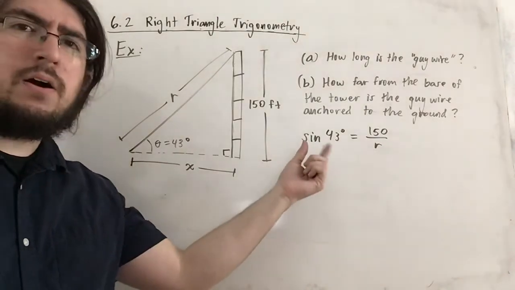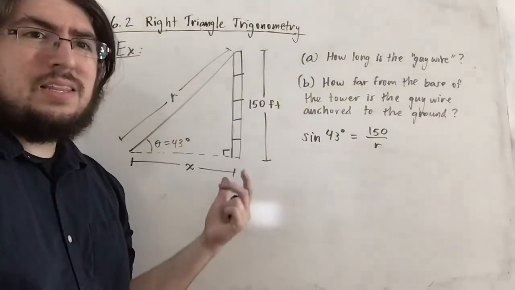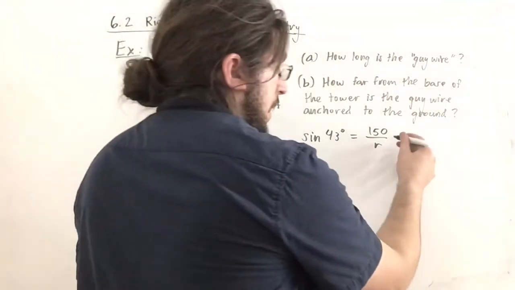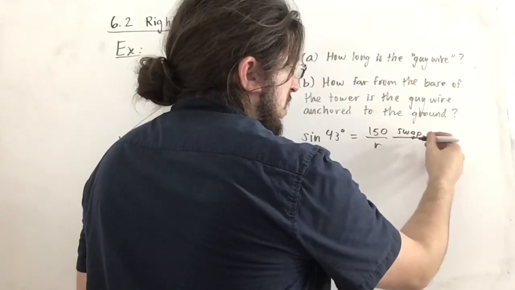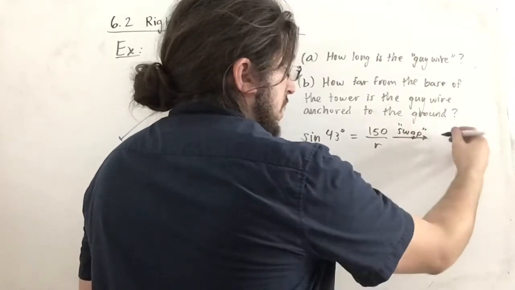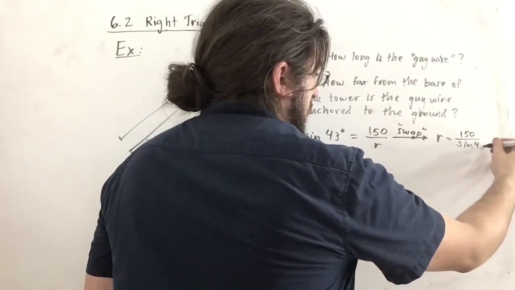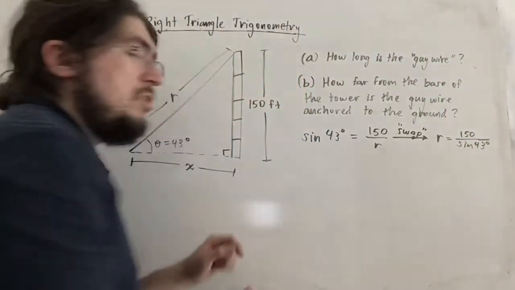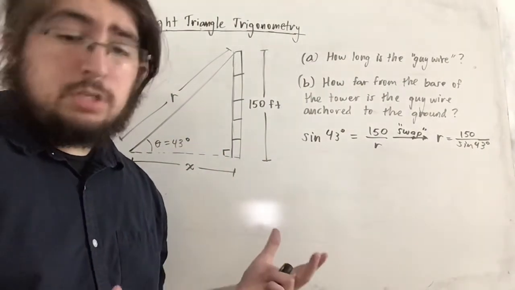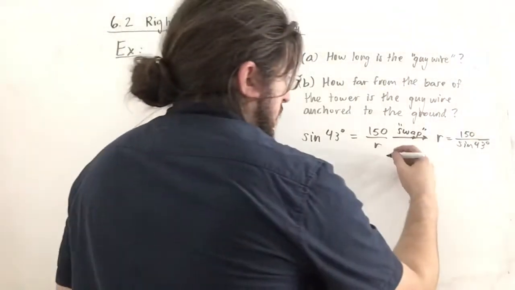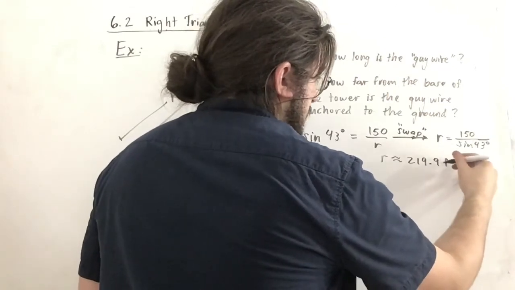So how do we find r? Well, we can multiply both sides by r and divide both sides by sine of 43. Really, doing this simultaneously is known as a swap. So if you swap the denominator with the opposite numerator, what you end up getting is the following. You get that r is equal to 150 over sine of 43 degrees. Now, if you just type this in your calculator, as long as you are in degree mode, you will get about 219.9. So r is about 219.9, and that's of course in feet.